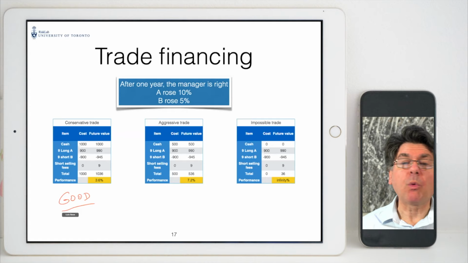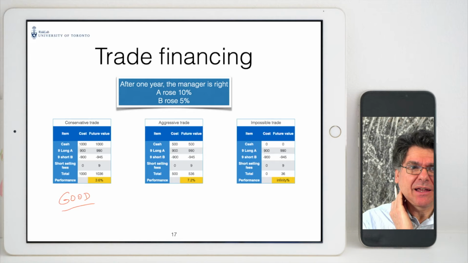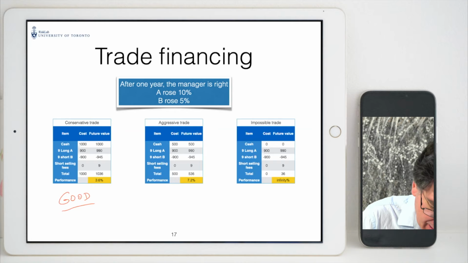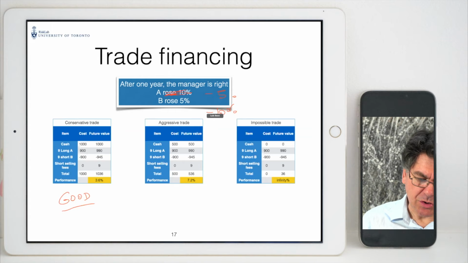Why is it good? You may say, A went up by 10%, B, that is not a good stock, went up by 5%, and I only go up by 3.6%, I'm the worst. But no, that is not how you have to think. Because what would happen if A goes down by 5% and B goes down by 10%? Remember, our thesis is that A is good and B is bad, okay? So what happens in that case?